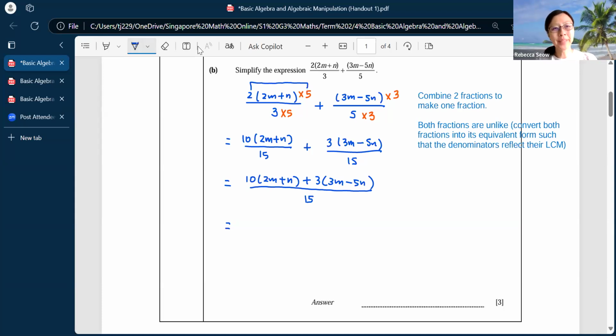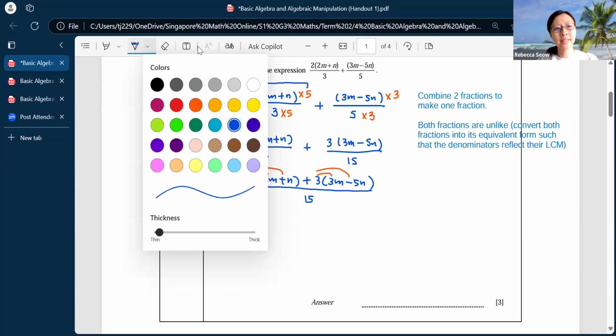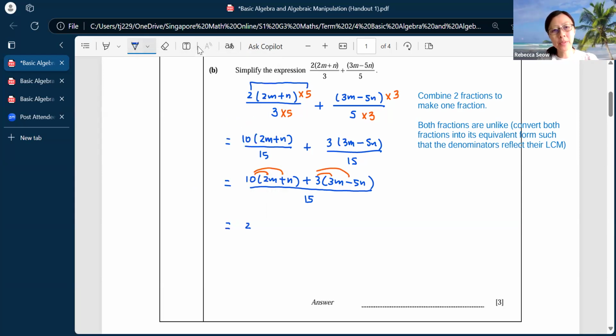All right, from here, we can simplify the numerator by expansion. So as we expand, 10 times 2n, 20n, plus 10 times n, plus 9m. Okay, now we have positive 3 multiplied by 5n, but there's a negative sign next to it. So positive 3 times negative 5n will give us negative 15n. Take note of the change in sign over here, out of 15.